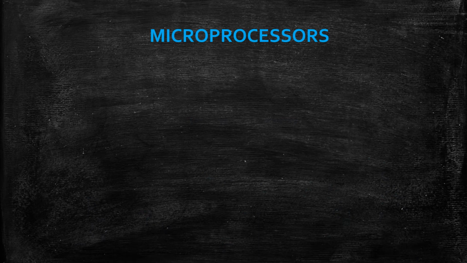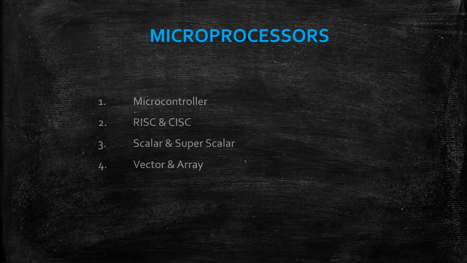Based on the different parameters, a total of 4 different types of microprocessors are available. One we call microcontrollers, then second is RISC and CISC, then we have scalar and superscalar, and the last one is vector and array. So these are the different types of microprocessors, and all are categorized based on their use and the technology.